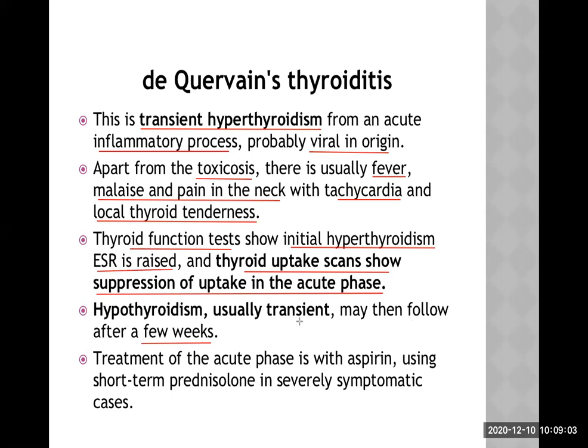The amount of damage done by this de Quervain thyroiditis is not massive, so even the hypothyroidism is a bit transient. Now, treatment of the acute phase is with aspirin, that is an NSAID, and we can go for short-term prednisolone in severely symptomatic cases. Because this is viral in nature, it will recover after some time.